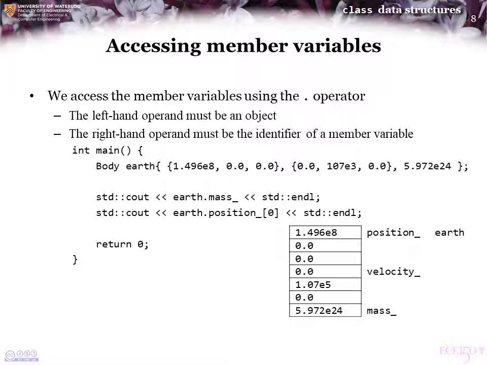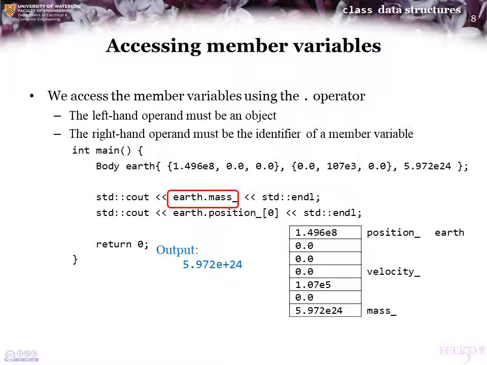So Earth is an instance of a body, and therefore, for example, Earth.mass_ refers to the member variable mass, and specifically, if we were to execute this line, what would happen is it would print out whatever value is stored in that seventh location. So the output would be 5.972e24.